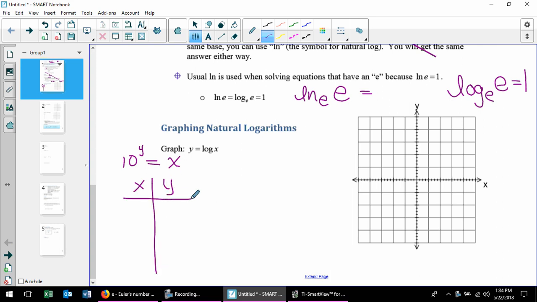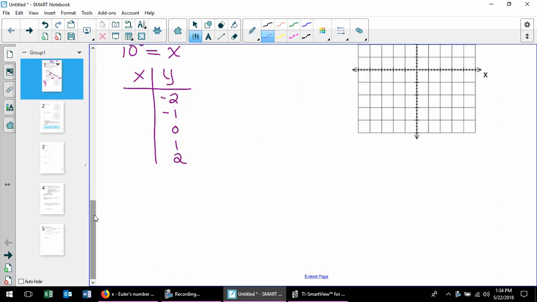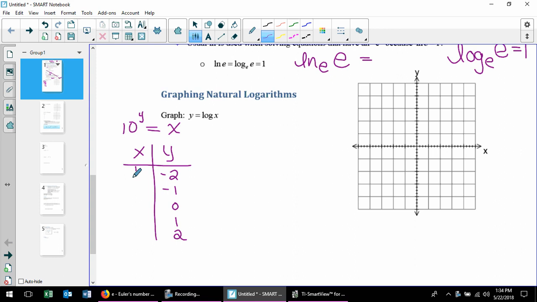Okay, so which numbers am I going to make up? I'm going to make the y ones. So negative 2, negative 1, 0, 1, 2. Which ones do I make up when I'm dealing with exponential functions from chapter 7? X's. Okay. So if I do these, this is going to be 1 over 100, 1 over 10, 1, 10, and 100. That's nice and easy, right?